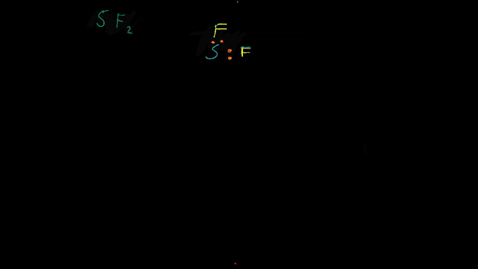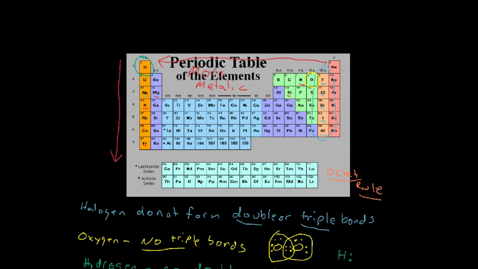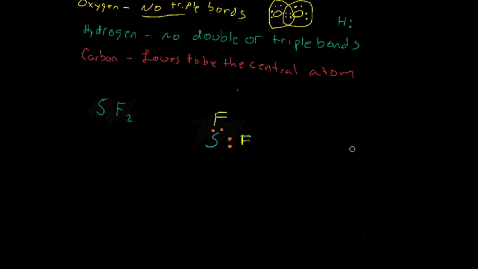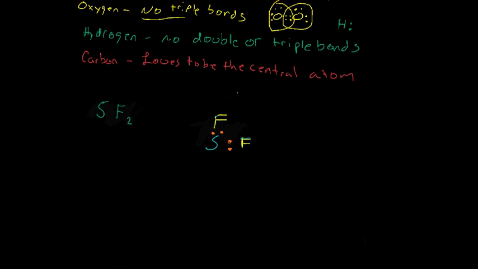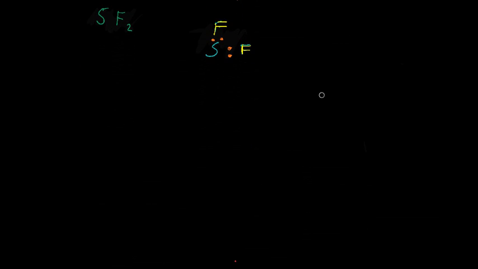Now what I like to do at this point in the game is go and add up all the valence electrons that I'm going to be working with. So I have two fluorines. Fluorine has 7 valence electrons because it's right here. And I've got two fluorines, so that's going to make it 14 total valence electrons. So I've got 14 for fluorine.